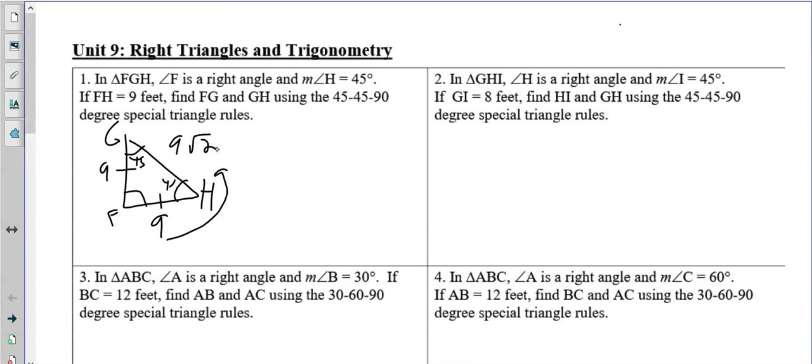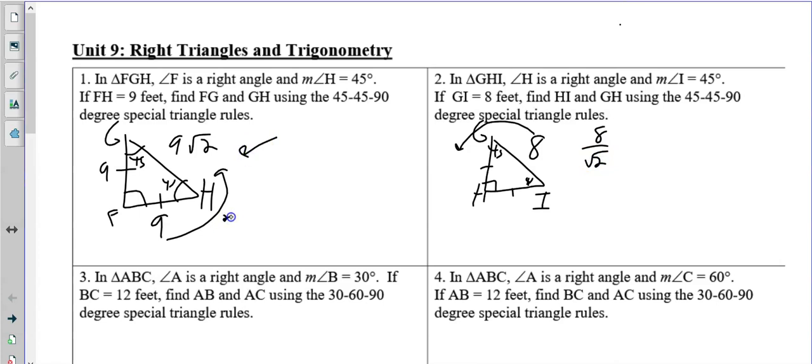Number 2, in GHI, H is the right angle. So here we go, we have H as our right angle. Angle I is 45, which means this is 45, which means these are equal. GI is 8 feet. If we're going from the hypotenuse, the bigger side, to a leg, we are going to divide 8 by radical 2. Over here, we multiply by radical 2 to get bigger. Here, we're going to divide by radical 2 to get smaller.